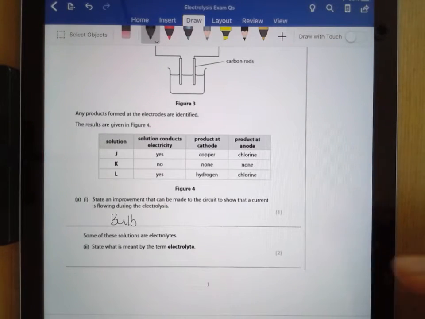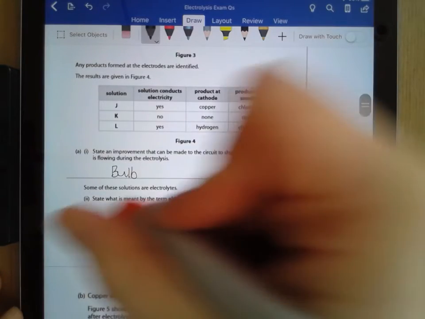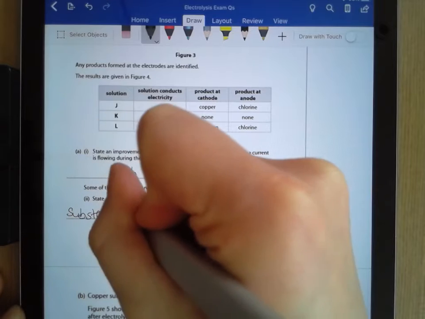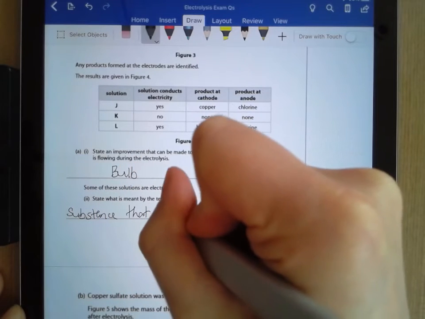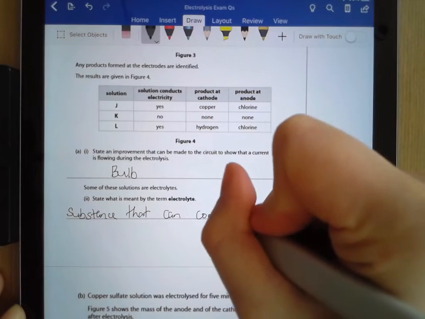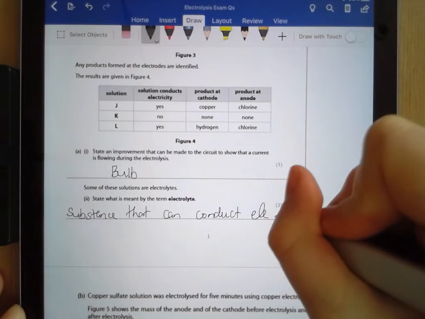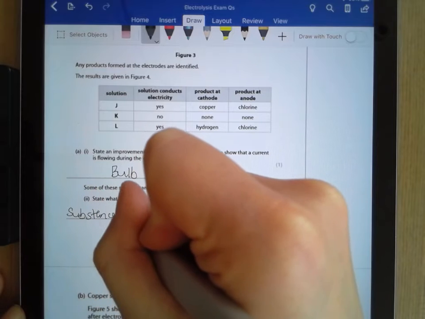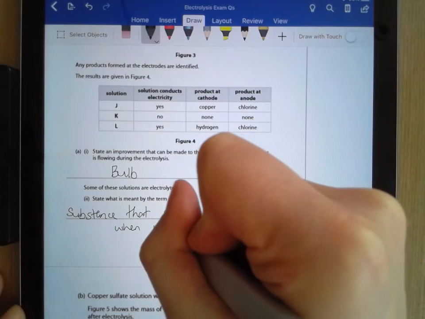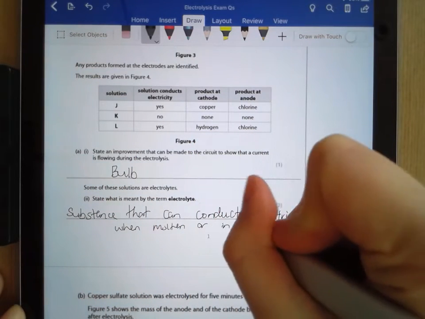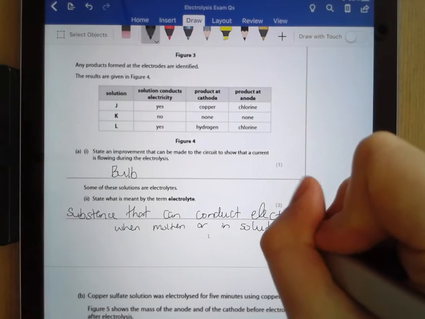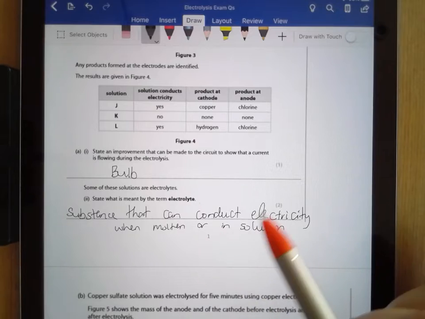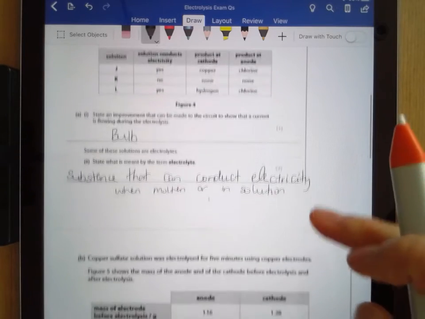What is meant by the term electrolyte? This is for 2 marks. You have to say a substance that can conduct electricity. So you get 1 mark for mentioning conduct electricity, and you get your 2nd mark for saying when it is molten or in solution. So you can say molten or aqueous, or molten or in solution. 1 mark for conduct electricity, 1 mark for molten or in solution.